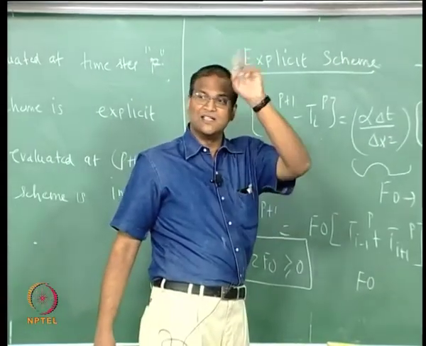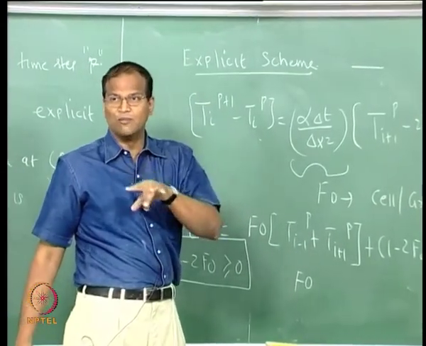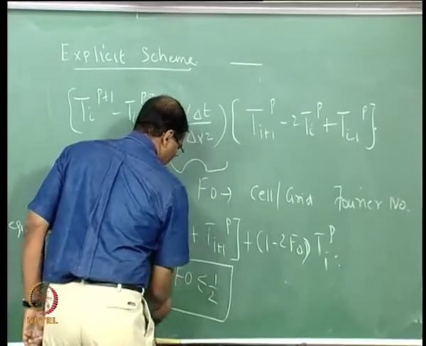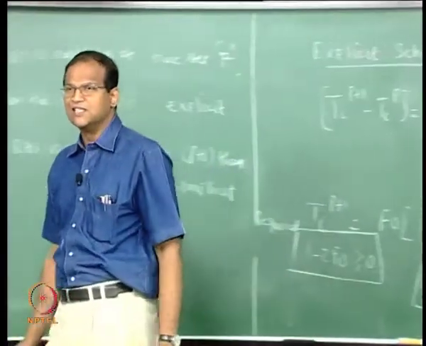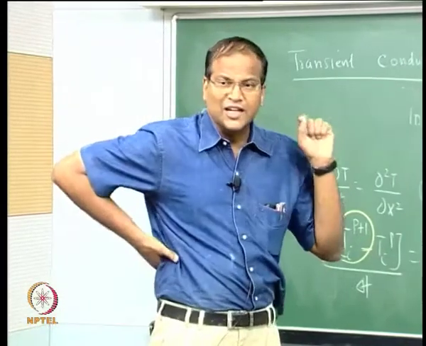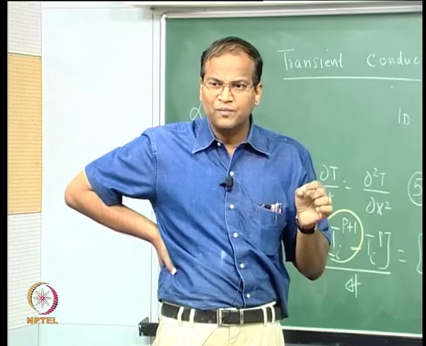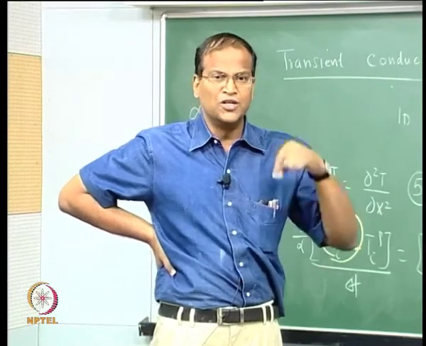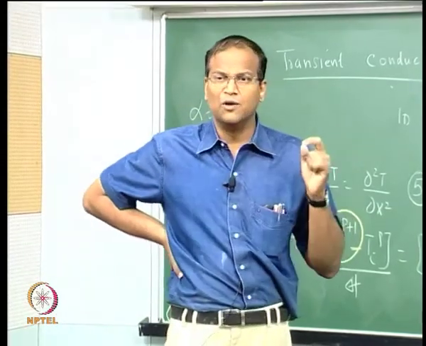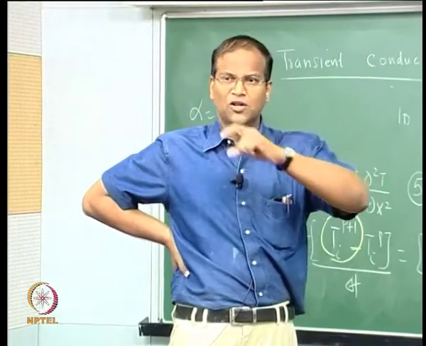Alpha t by L square is the general Fourier number which is used in unsteady conduction. This is the cell or the grid Fourier number for computations. So, the explicit scheme is not unconditionally stable, it is stable only up to Fourier number less than or equal to half. If you are setting it to somewhere close to a half, then the errors will not grow, but the solutions may oscillate. Therefore, normally people will keep Fourier number less than or equal to 0.25 to damp out the oscillations.